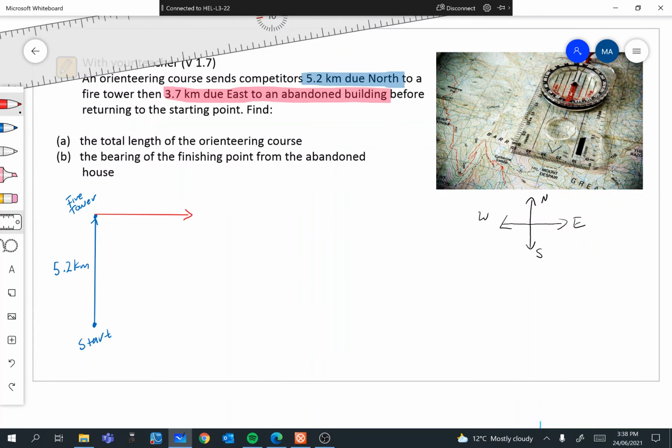I'll make that line, the red line, a little bit shorter than the blue line, because it's a slightly shorter distance, but it's not to scale, this drawing. And when they complete that leg, they reach an abandoned building.